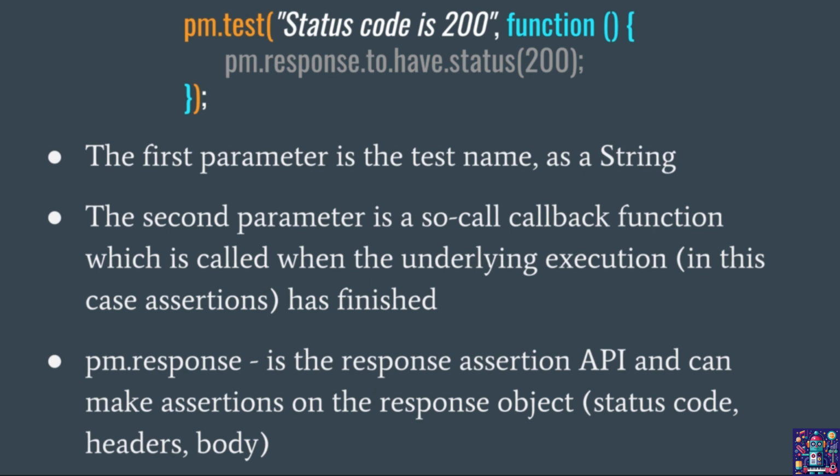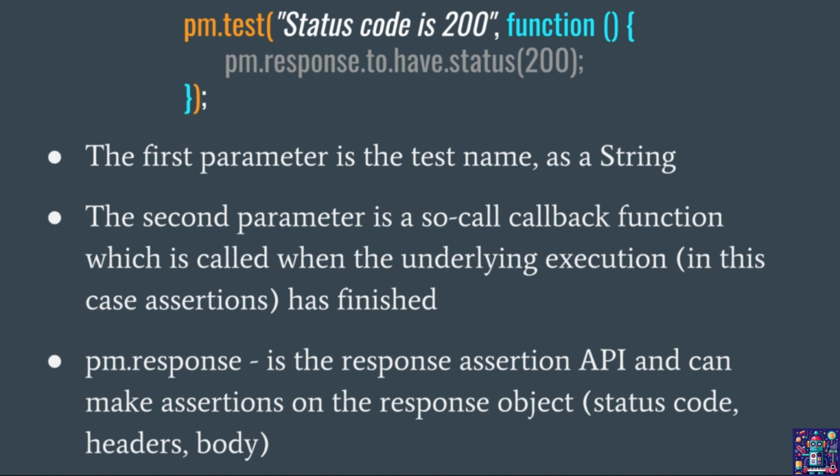I said that pm.test is a function. You will see here that the first argument to that function is a string, and that is the name of the test. Because it is a string, you can actually use variables or anything else inside there. You can name it the way you like, it doesn't matter. It is a string, and this is how it will be shown in the test tab, in the test results. Now the second parameter is a callback function.